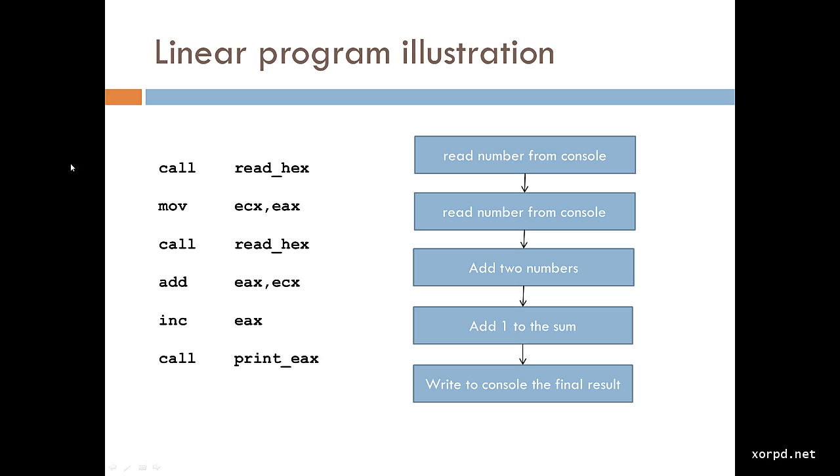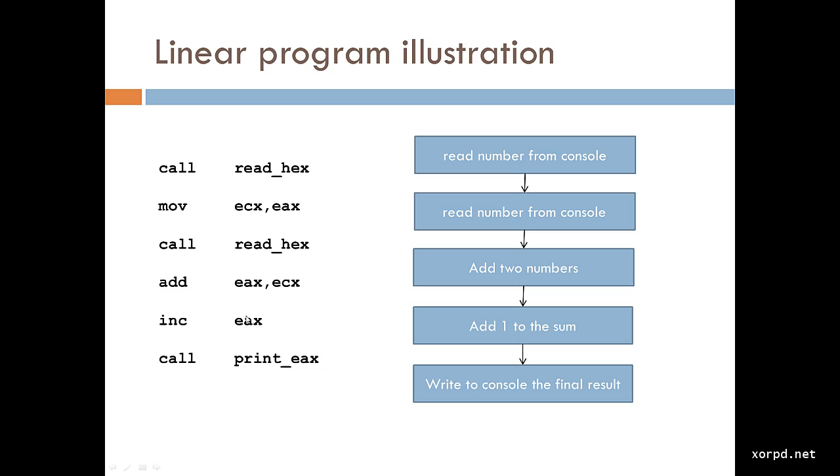Okay, we can see that first it reads some value from the console. If you remember the function readHex, it reads a number in base 16 from the console. Then it keeps this number inside ECX. Then again it reads another number from the console. And this time it takes the previous number which was stored inside ECX and adds it to the current read number which is stored in EAX. Eventually their sum is stored inside EAX.